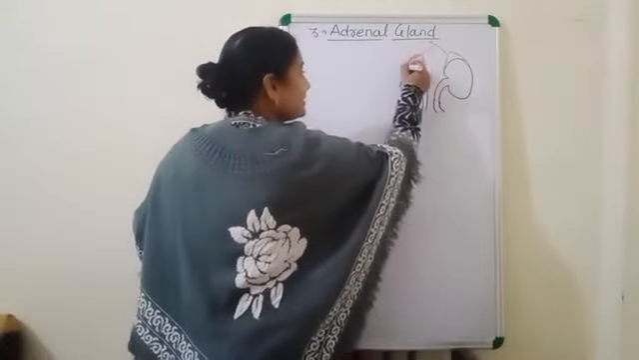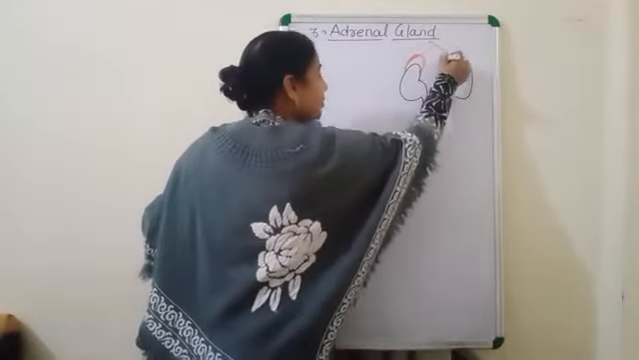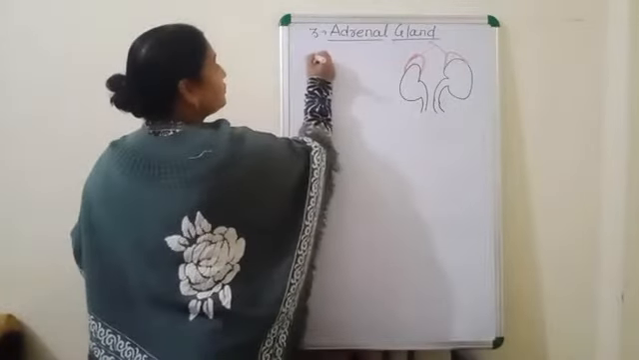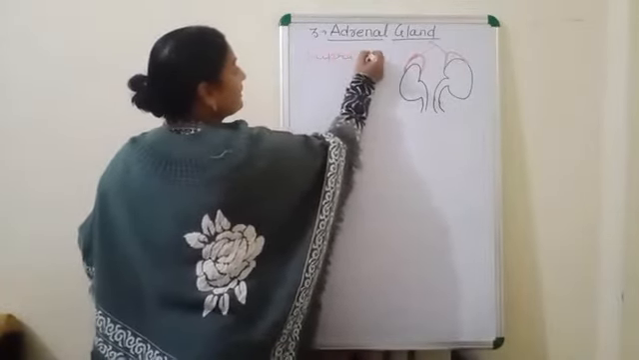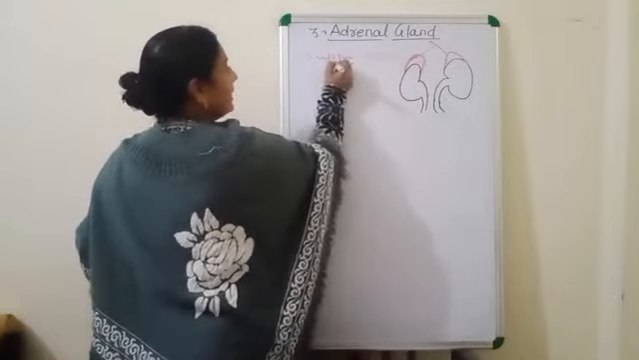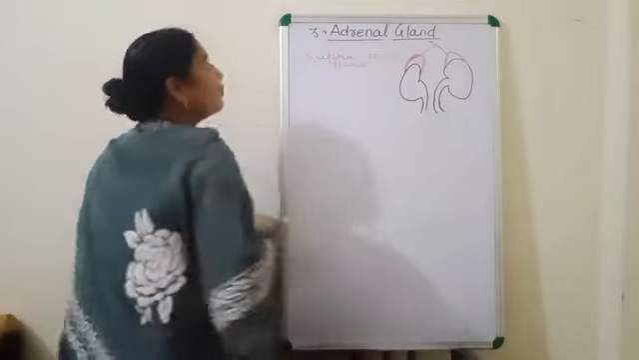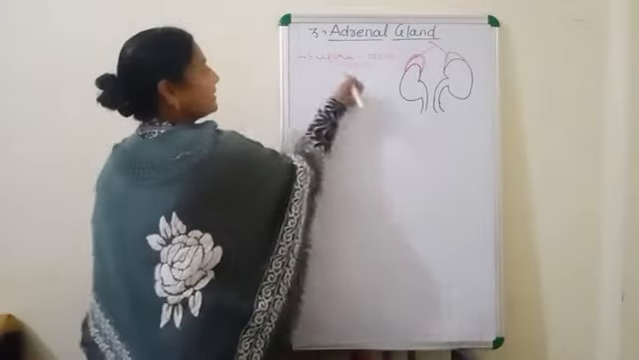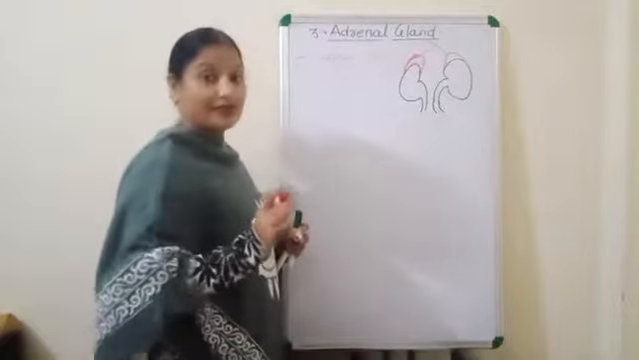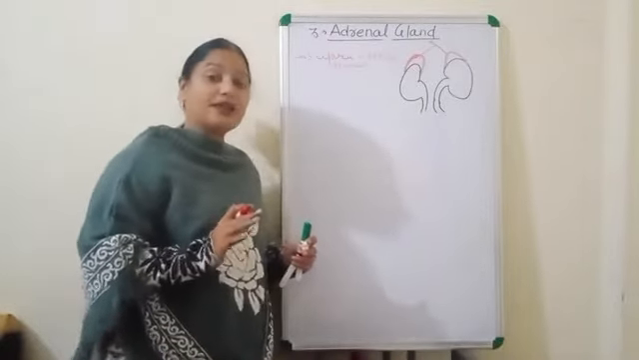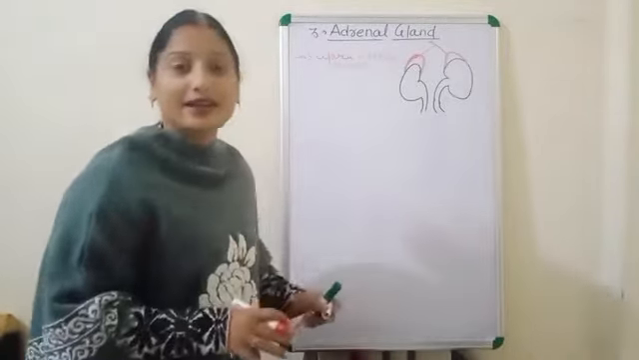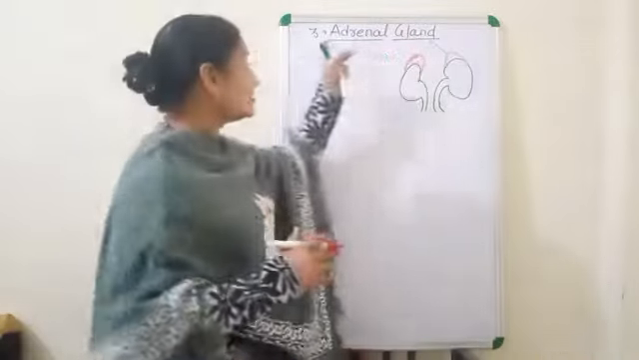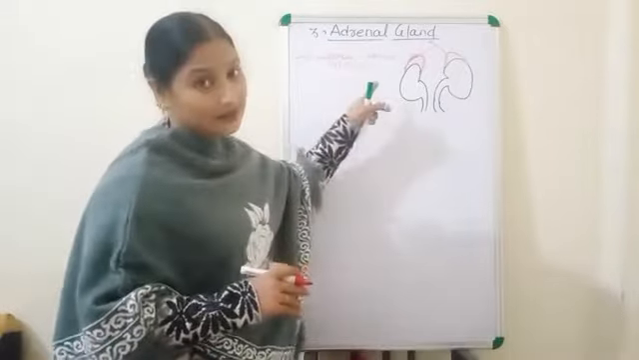So this is just like a cap of the kidney, and that's why it is also called the suprarenal gland. So one more name of the adrenal gland is suprarenal. We know the meaning of renal because we have already studied the excretory system, where we studied renal artery, renal vein. So if something is above this, that is called the suprarenal gland.